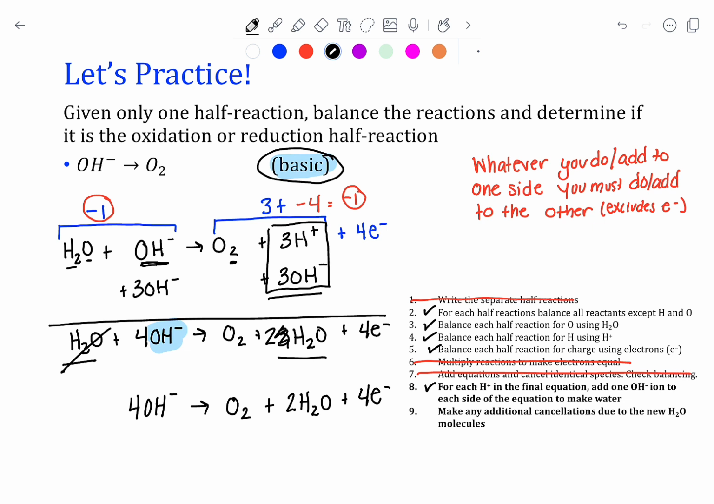We know it's a half reaction because there's still electrons present. If it was 2 reactions we were adding together, there would be no electrons present, but we didn't do that. So our final task is to determine if this is the oxidation or reduction half reaction. Well, our electrons are on the product side, meaning they were lost in the reaction. If they were lost, this means this is an oxidation. Oxidation is loss.